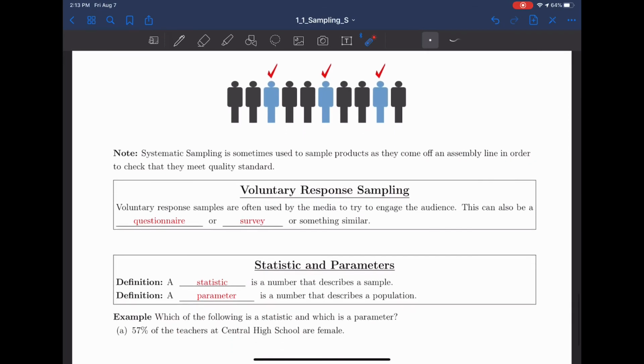Another one is called voluntary response sampling. This is actually the least popular one. Not a lot of people actually use this type of sampling, so I won't go over a lot, so don't really worry about this one.